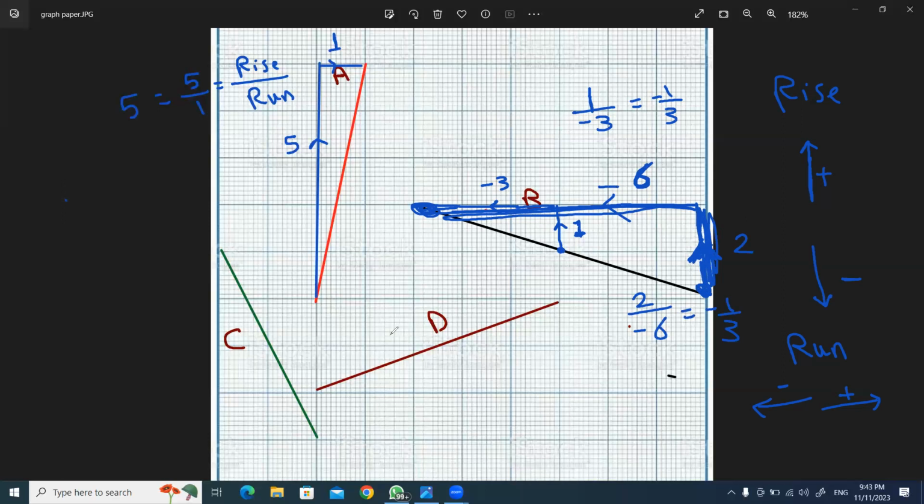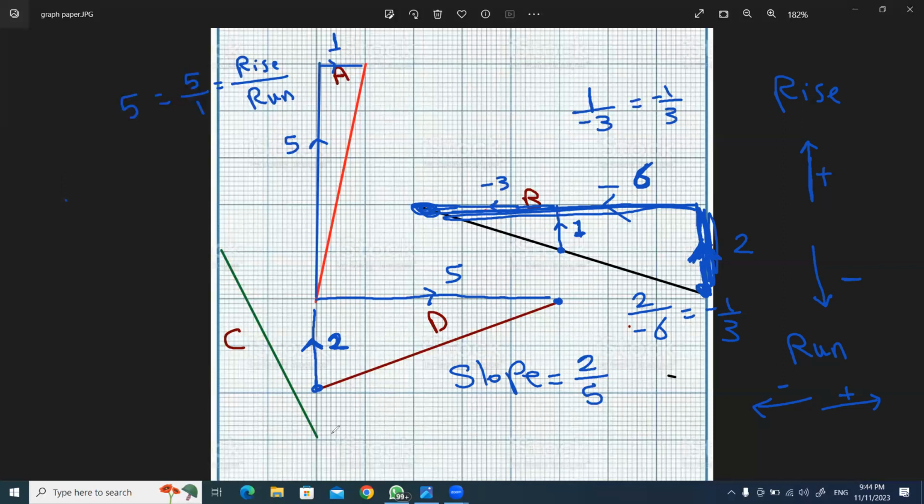What about line D? Take 2 distinct points like this point and this point. Okay. And the rise here is what? The rise is 2. And the run is going to be what? 1, 2, 3, 4, 5 in the positive direction. So what is the slope here? The slope is the rise over the run. The rise is 2 and the run is 5. So it's 2 over 5.